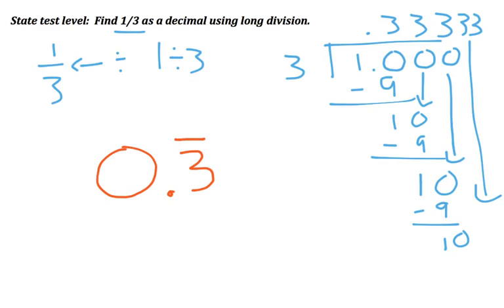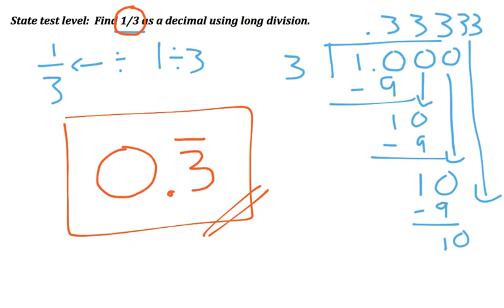So on the state test, if they ask you 1/3 as a decimal, what is that? They would actually expect you to write this, 0.3 with a line over the 3 to show that it's repeating forever. Let's look at one more problem, because it's going to repeat, but in a different way.